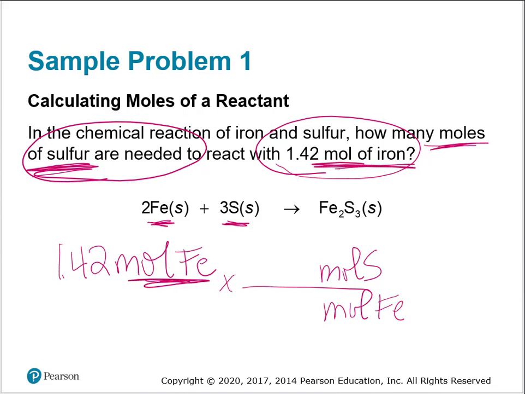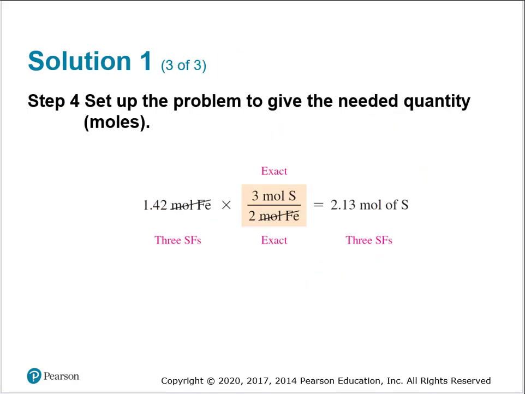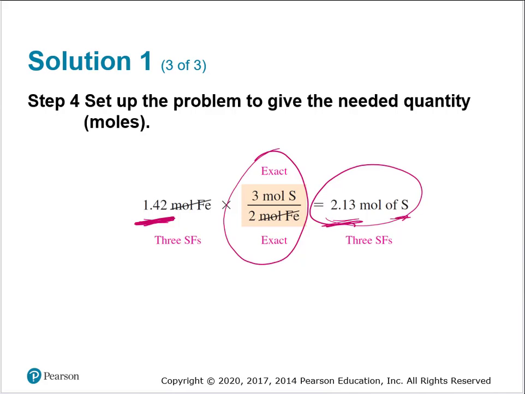Now I need to look at that ratio. Moles of sulfur on top. I have 3 moles of sulfur for every 2 moles of iron. And if I do 1.42 times 3 divided by 2, I should get, with 3 significant figures because I started with 3 significant figures, don't let that exact quantity mess up your significant figures, I should get 2.13 moles of sulfur is needed to react with 1.42 moles of iron.